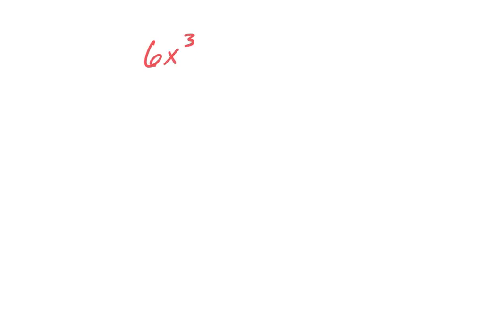6x cubed minus 28x squared y minus 48xy squared. What are we going to do first? First question we always want to ask ourselves: greatest common factor. Is there something I can take out of all the terms? Don't forget to do that first.